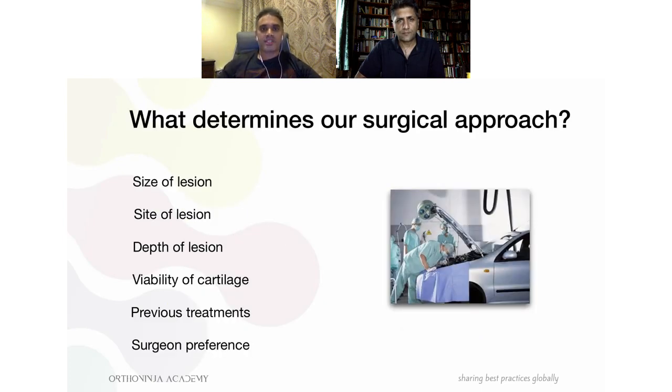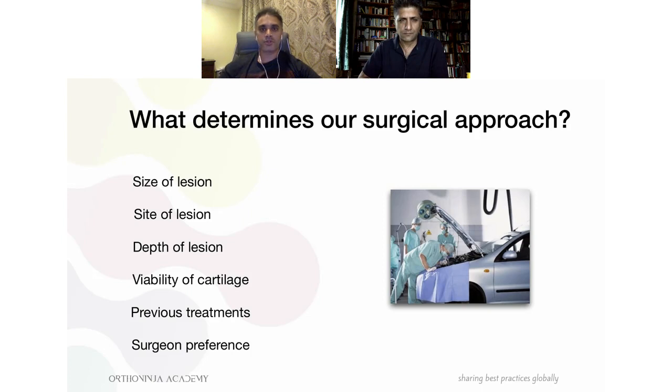Our surgical approach is determined by the kind of lesion, where it is in the talar dome, what the size is, and what the depth of this lesion is. What's the patient's profile like? Is this a young patient? Will they be able to regenerate well? Or is it an elderly patient in whom we're really trying to push that envelope? Have they had previous treatments? So if you've had a patient who's had microfractures done, would you go back and microfracture again?